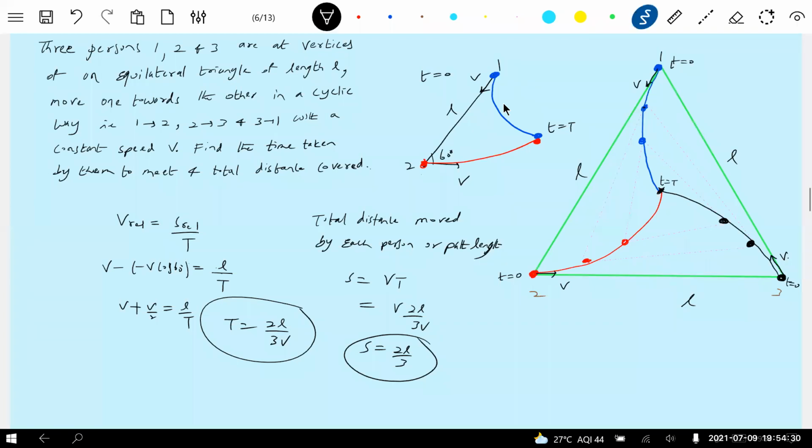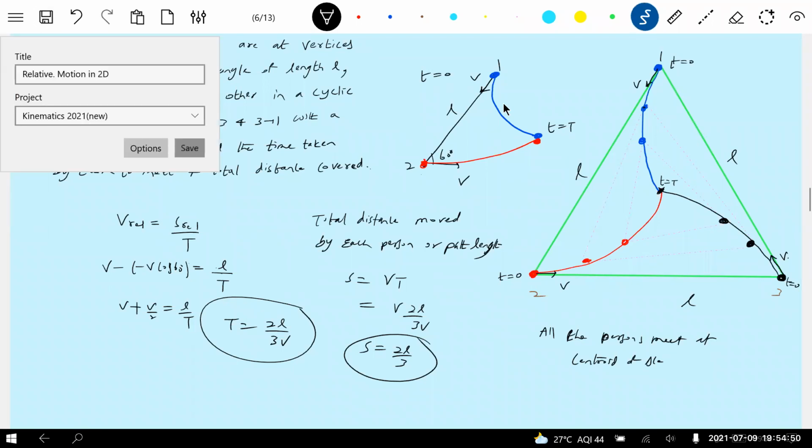So all the persons meet at the centroid of the triangle. Okay.